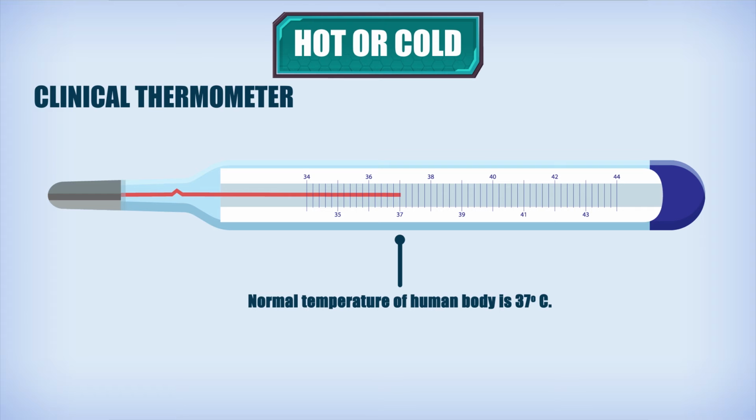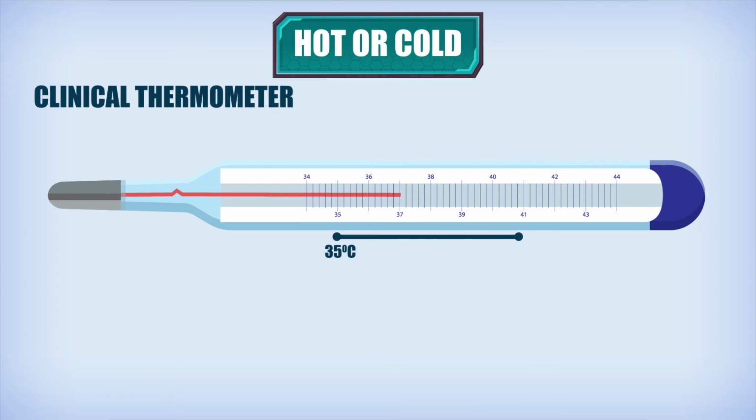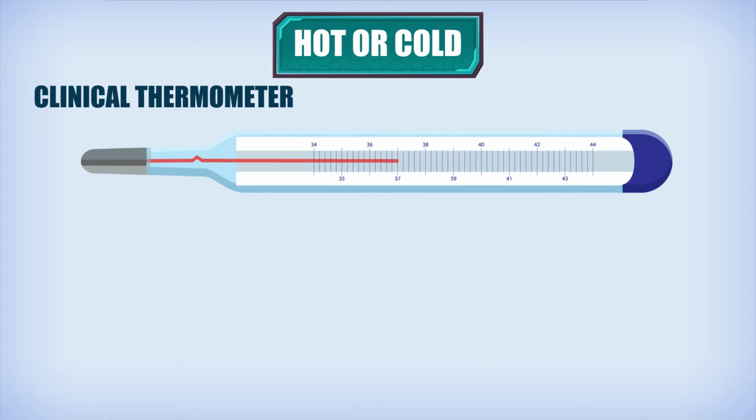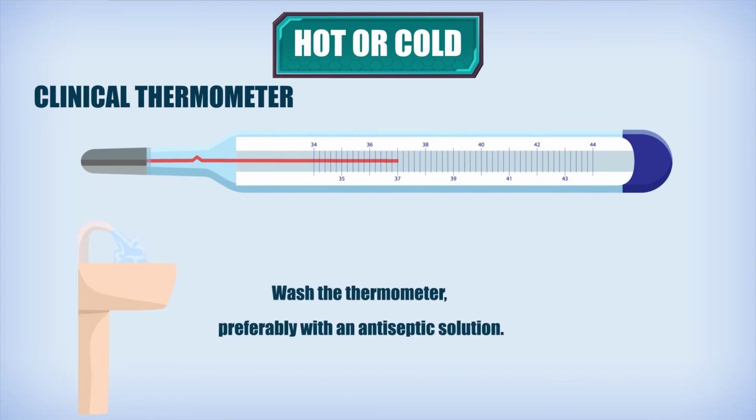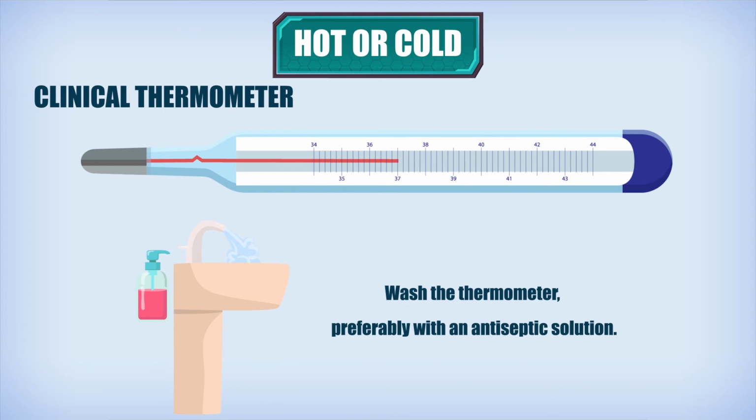The temperature of every person may not be 37 degrees Celsius. It could be slightly higher or slightly lower. Hence, the scale of the thermometer is from 35 degrees Celsius to 42 degrees Celsius. Let us now learn how to use a thermometer. To measure your body temperature, wash the thermometer, preferably with an antiseptic solution.